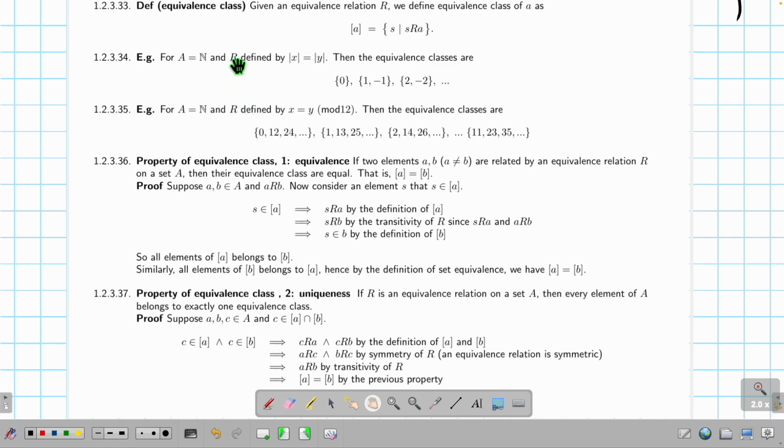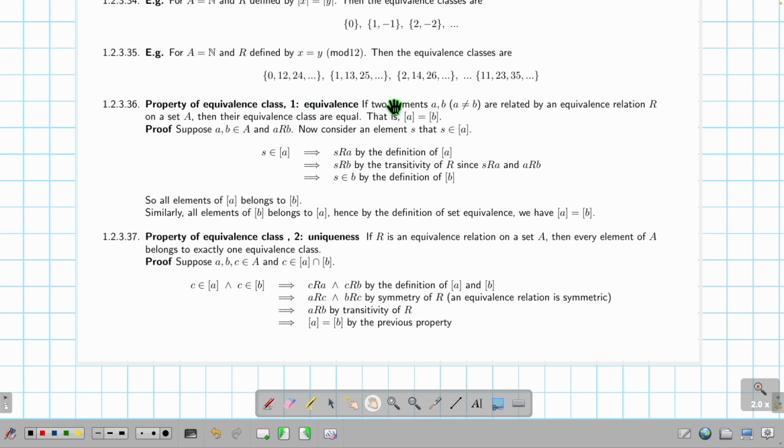Here is another example. Suppose now my relationship is not the clock, it's just absolute values being equal to each other. Then what are the equivalence classes? Because I take the absolute value, plus or minus doesn't matter. So this is my first equivalence class: 0, because 0 and negative 0 are both 0. What about 1 and minus 1? 2 and minus 2 are the same thing. So that means if I have this R, I only have 0, 1, 2, 3, and so on.